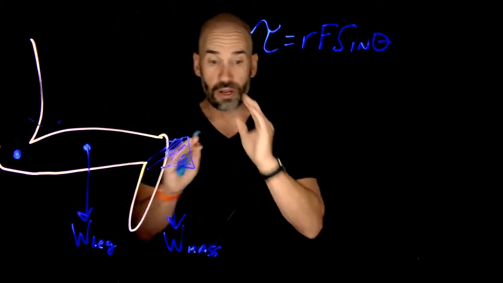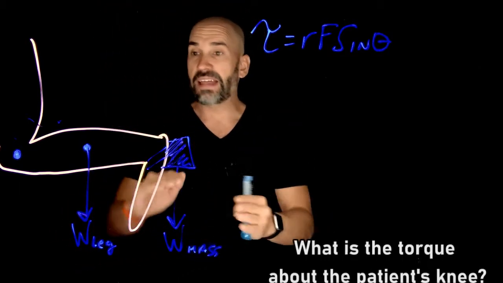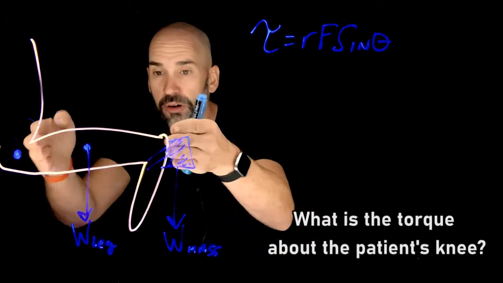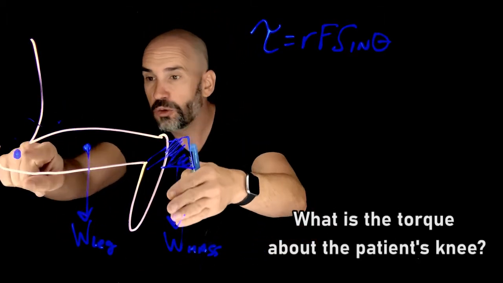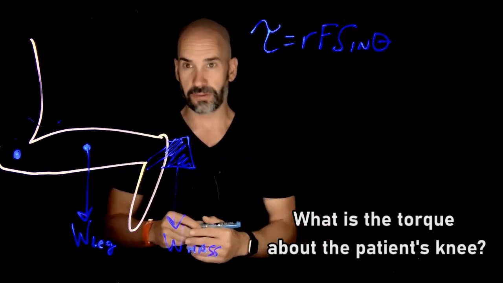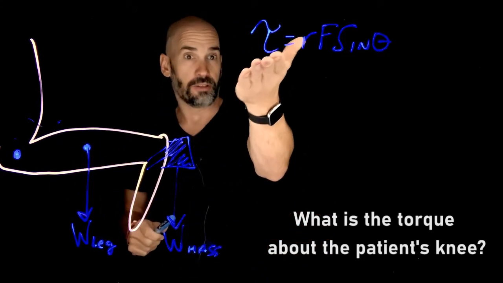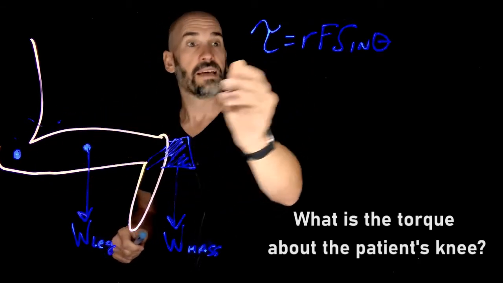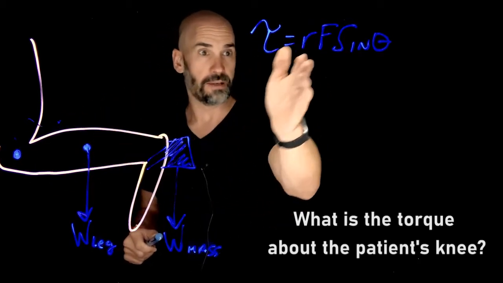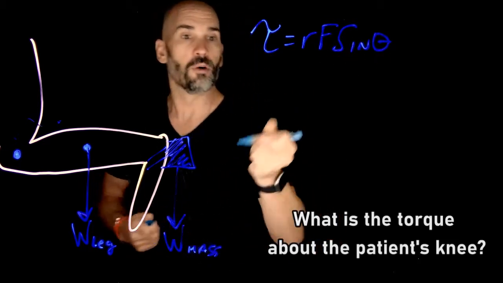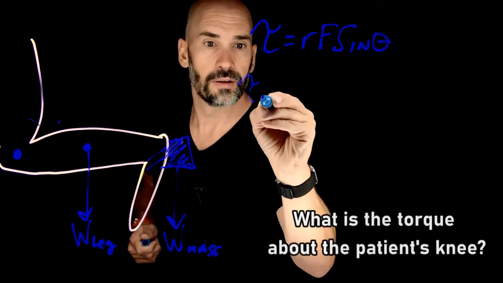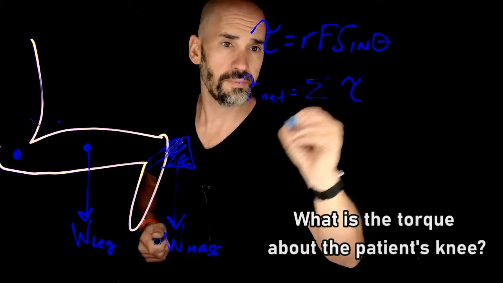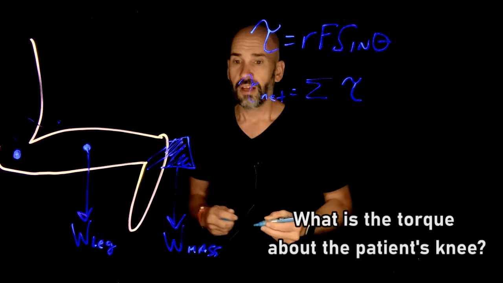Okay, so the question is asking, how do we find the net torque around the knee? What is the net torque on this leg using the knee as the axis of rotation? Well, as we learned, torque is equal to R, the distance away from the axis of rotation, times the force that is applied, times sine theta, right? So the net torque would just be the sum of all the torques. Make sense?